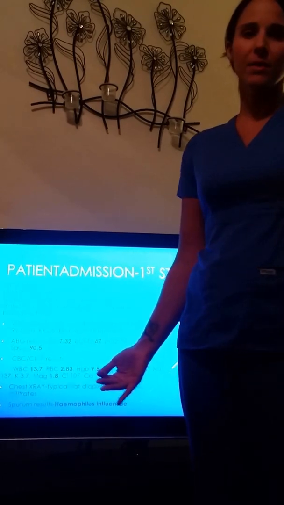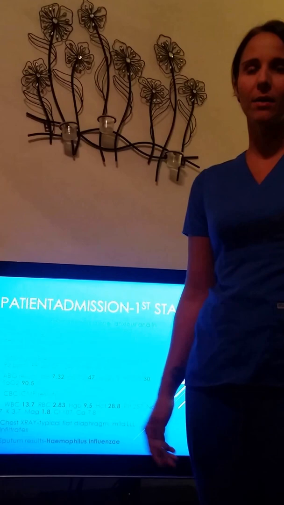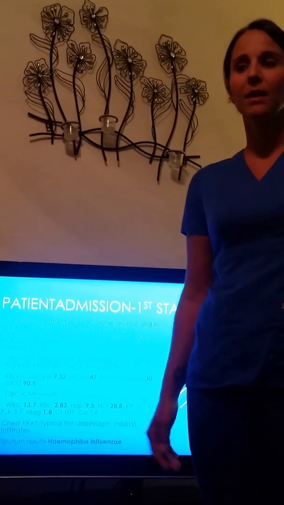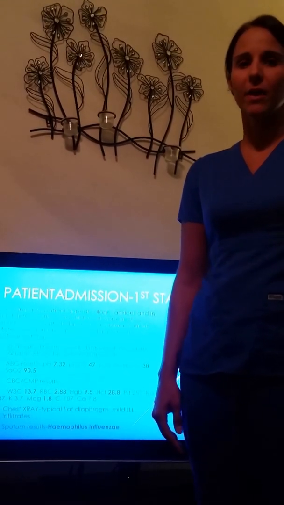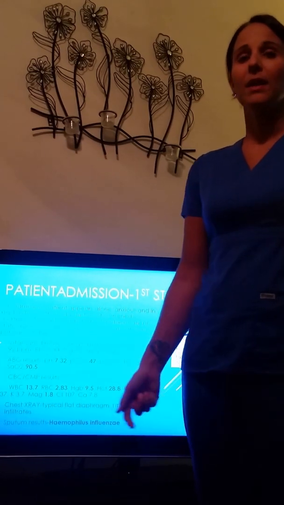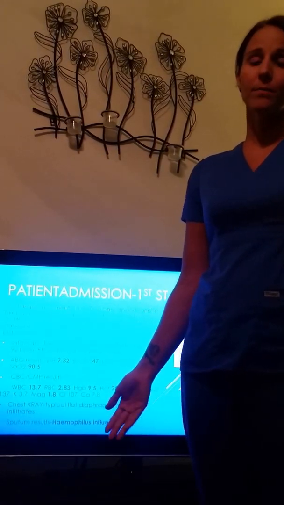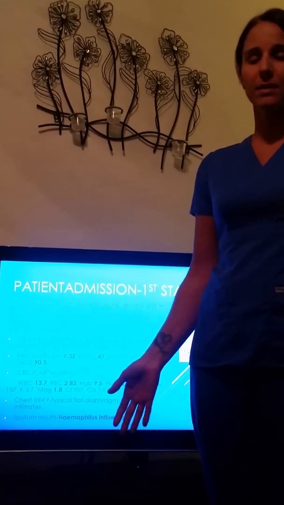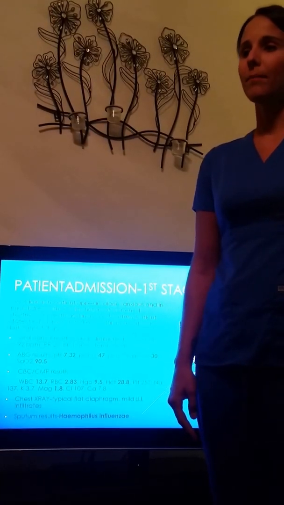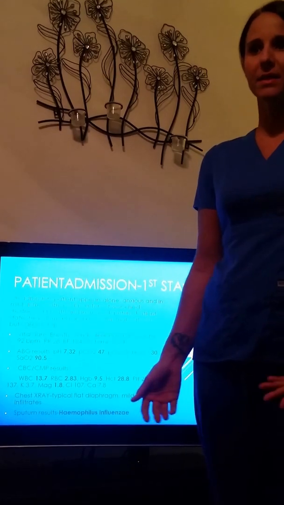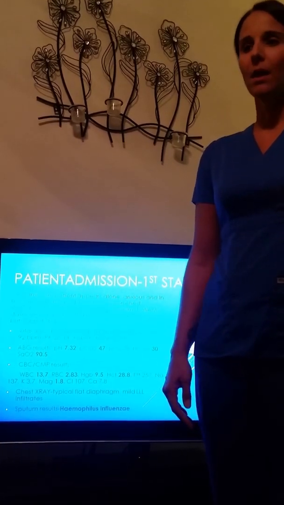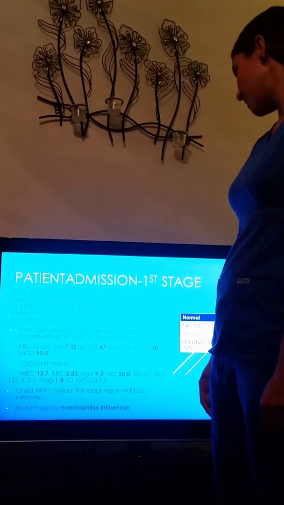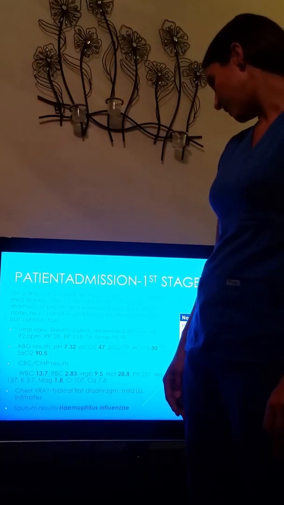CBC and Chem 7, we're going to obtain our typical labs to see what his white count is. His white count's going to be elevated. We think he may have an infection. His hemoglobin and hematocrit are going to be low. He doesn't have enough oxygen in his blood. Red blood cell count's going to be low. Potassium's normal. Magnesium may be slightly low. Otherwise, everything else looks pretty normal at this point.